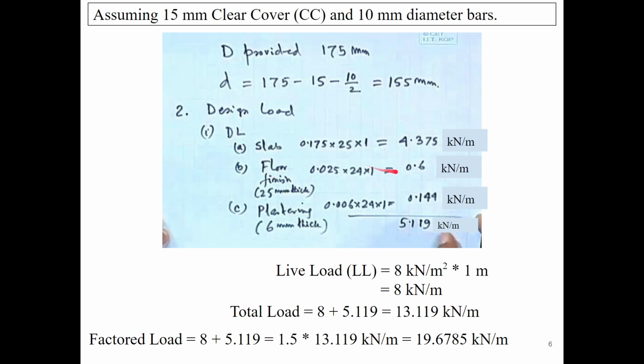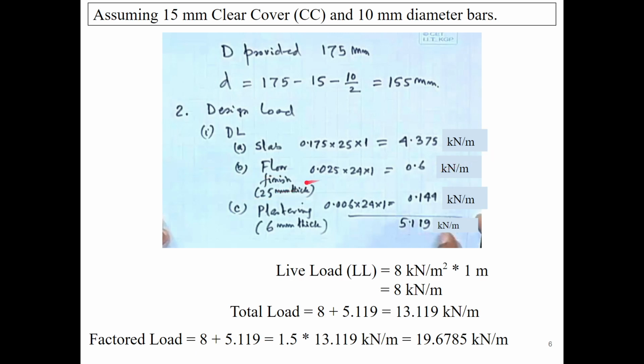For the slab, the total depth is 0.175 meter, and we are taking everything per unit width, so it will be multiplied by 1. We are taking width as 1 meter. As we all know, for RCC the density is 25 kilonewton per meter cube, and for plain concrete it is 24 kilonewton per meter cube. Floor finish we are assuming as 25 millimeter thickness, and plastering as 6 millimeter thickness. So this will be 0.025, and this is 0.006, right? So the slab dead load therefore will be 0.175 into 1 into 25, that is 4.375 kilonewton per meter.